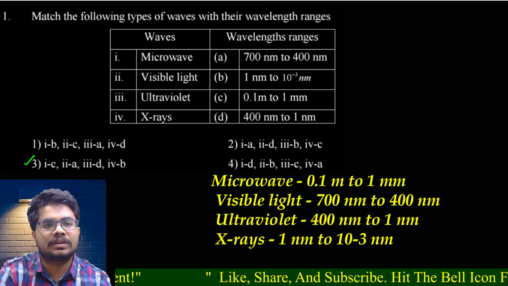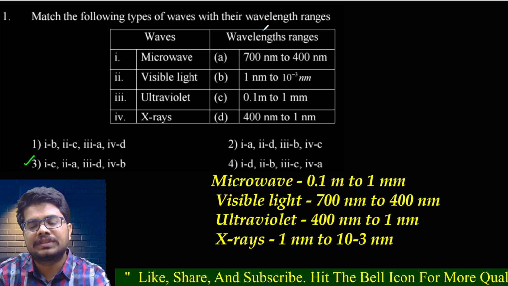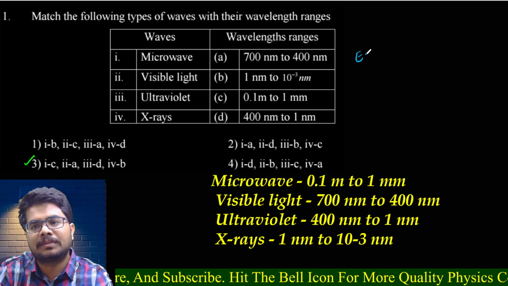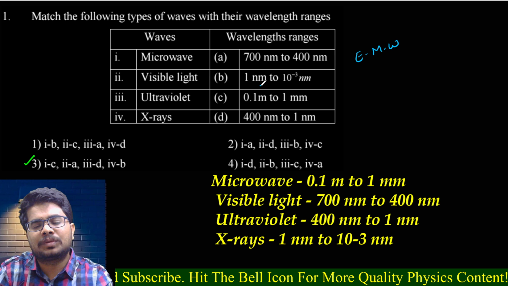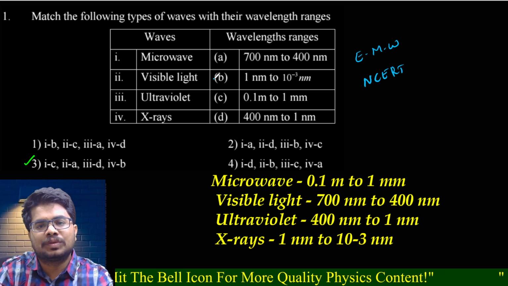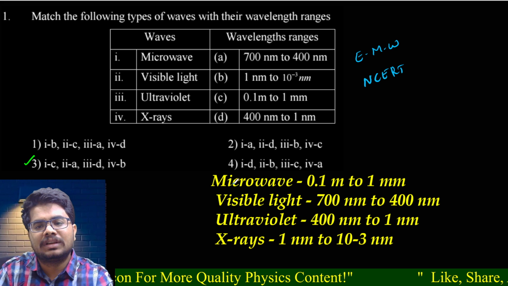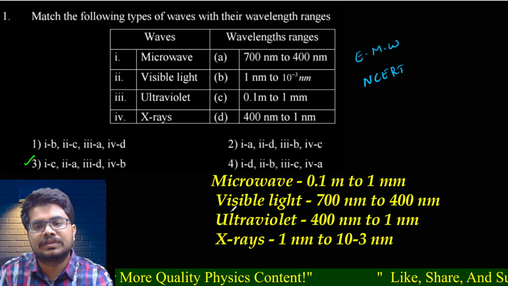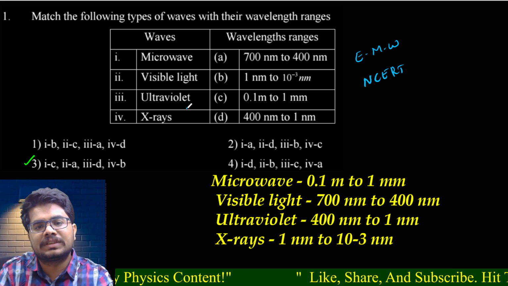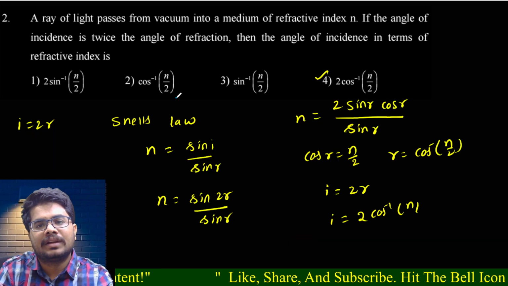First question, what they have given here: match the following, waves and their wavelengths. This question is from the electromagnetic waves chapter, EMW chapter. The question is almost based on NCERT only, not a difficult question. To match these things we should know the wavelength ranges. I have given the wavelength ranges here. Check here from NCERT: microwaves, visible light, ultraviolet rays, X-rays we know. Compare these wavelengths and you will get option 3.